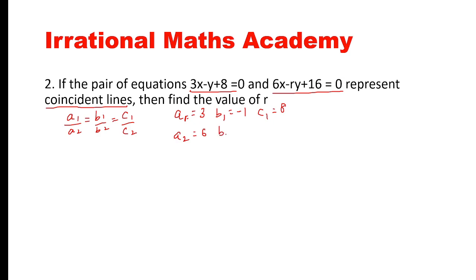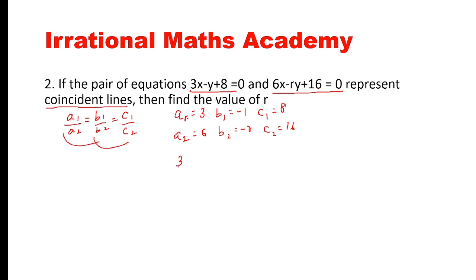Next, second equation. If you see here, A2 value is what? 6. B2 value is what? Minus R. And C2 value is what? 16. Okay, you can just equate the first two, or you can equate the last two. Anything you can equate, you'll get the answer. Okay, now what I'm doing is I'm equating the first two. So that is what? A1 by A2 equal to B1 by B2.